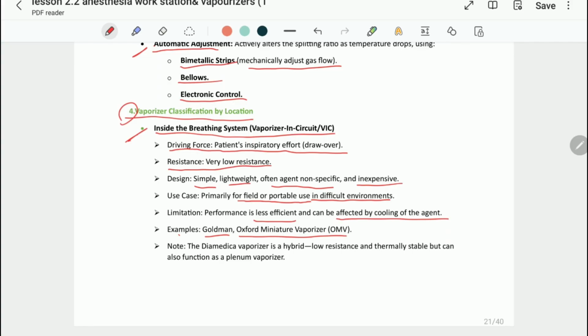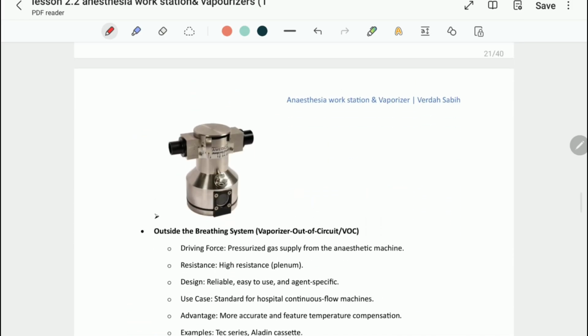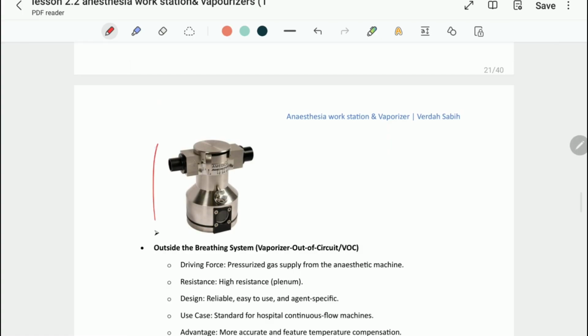The Diamedica vaporizer is a hybrid. It's low resistance, thermally stable, but can also function as a plenum vaporizer. Okay, so the Diamedica vaporizer is special. It is hybrid. This here shows the Diamedica vaporizer.